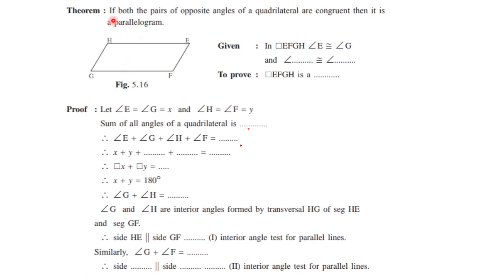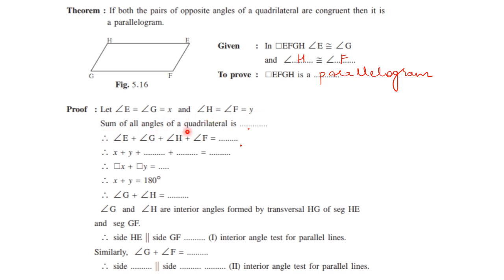The theorem says that if both pairs of opposite angles of a quadrilateral are congruent, then it is a parallelogram. Given: in quadrilateral EFGH, angle E is congruent to angle G and angle H is congruent to angle F. We have to prove that quadrilateral EFGH is a parallelogram. Proof: let angle E equal angle G equal X, and angle H equal angle F equal Y.